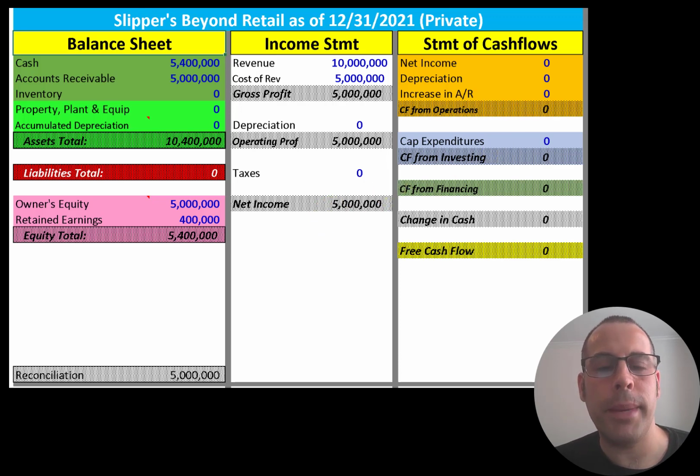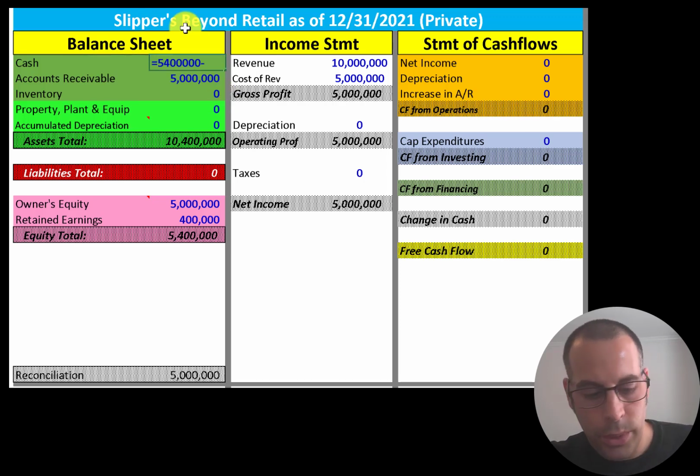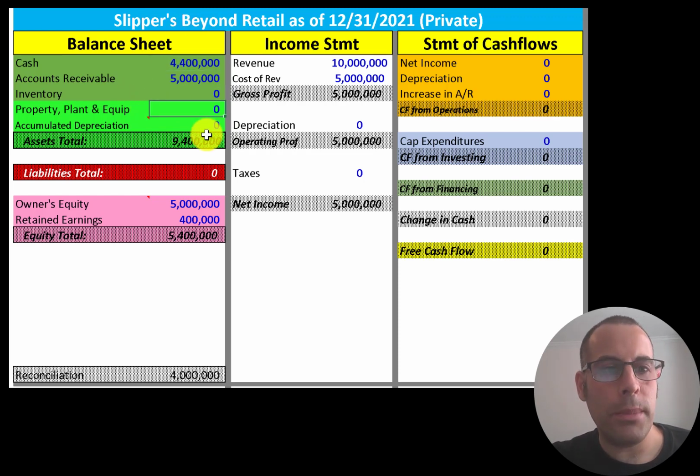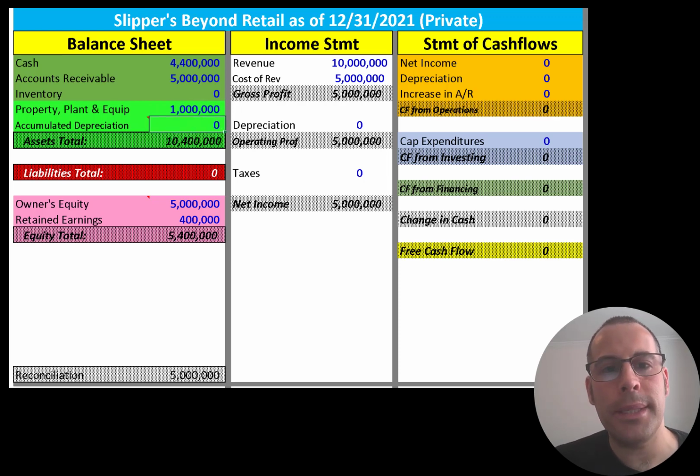Now we're going to buy a slipper making machine for $1 million. That'll help us make slippers even faster. So we send a check for $1 million to the machine manufacturer. So we'll reduce cash $1 million. And now we have to add $1 million to property, plant, and equipment. So we made a transaction where $1 million left our business and someone sent us a $1 million machine.